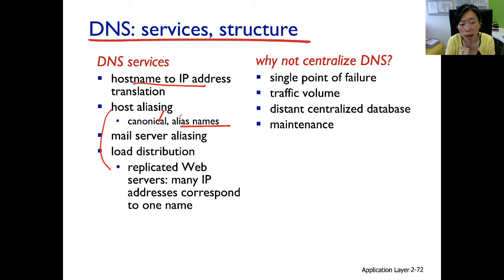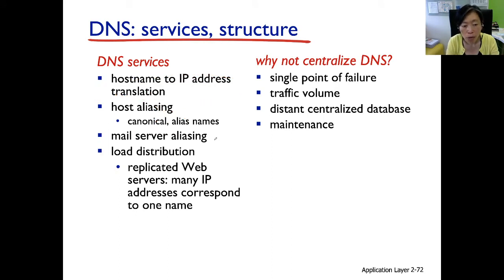From the alias name, DNS allows the web browser to look up the canonical name of the server, and from the canonical name of the server, identify the IP address through one of these mappings from host name to IP addresses. So that's how host aliasing works.